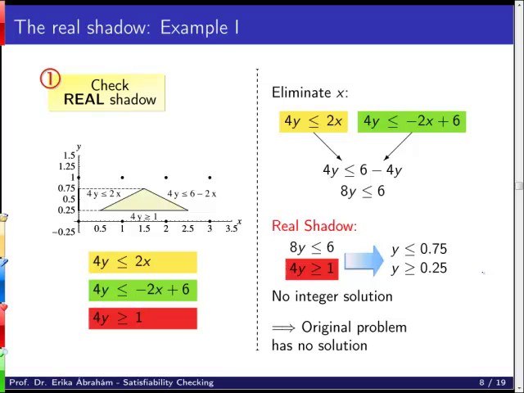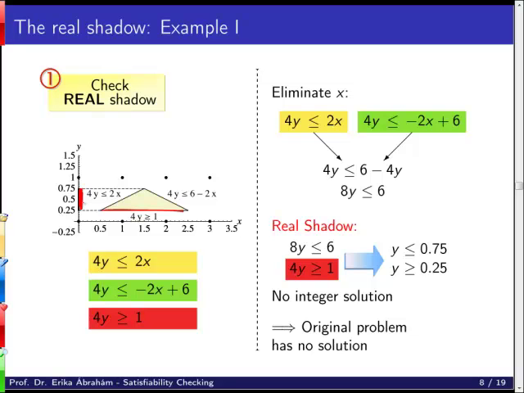So if you look at the picture here, first we eliminated the x dimension. So what we get is a kind of projection here. It is called the real shadow. So I get the complete real solution space. And if I see that in this interval, in the last one-dimensional case, this interval does not contain any integer solutions, then I can already conclude that there are no integer solutions at all.